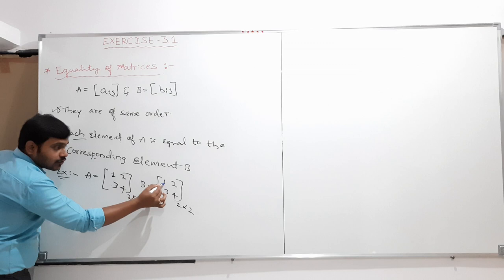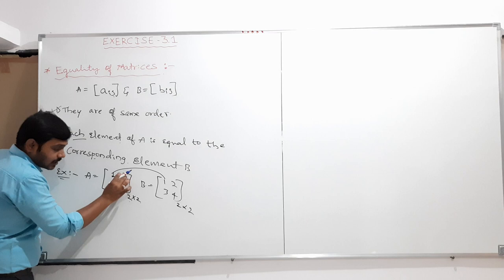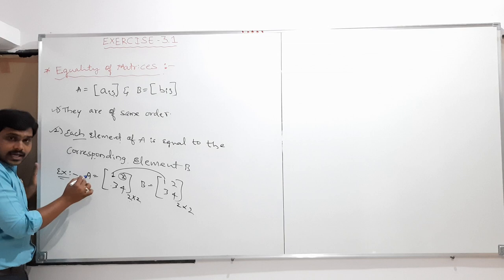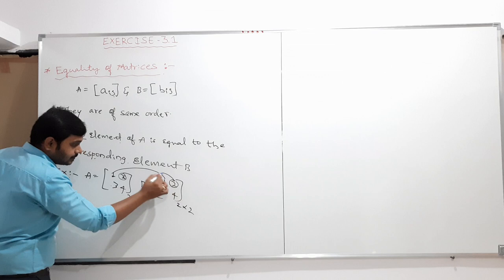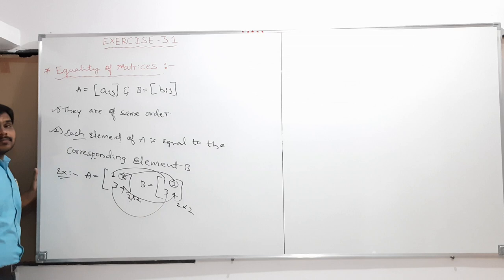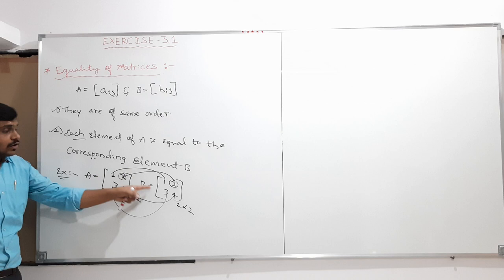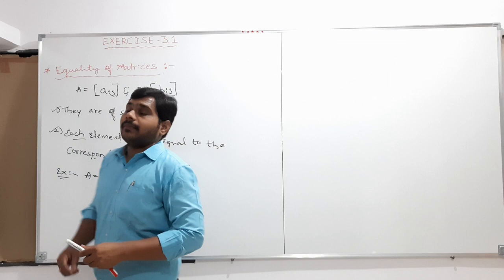Each element of the matrix A, in this place, the corresponding element in the matrix B should be the same. So this element and this element are the same, and this and this are the same, and this and this element are the same. That is the meaning. So if each element of A is equal to the corresponding element of B, then we can say these two matrices are equal matrices.